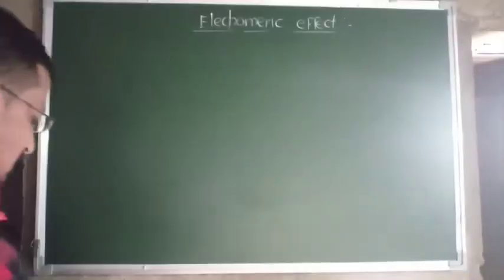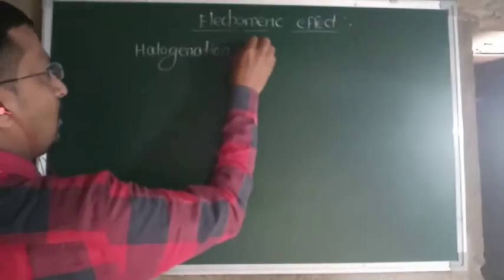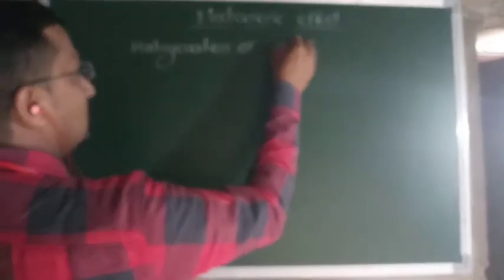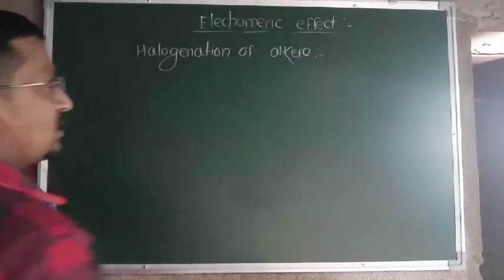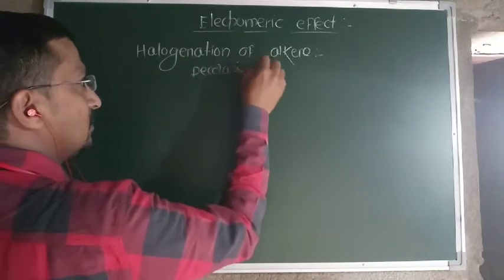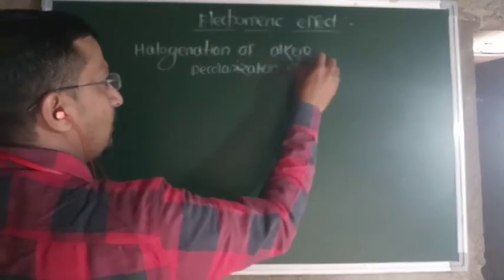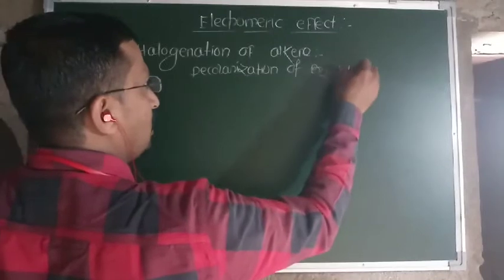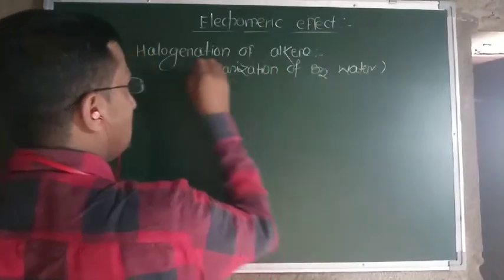Now, the best example to explain this is the halogenation of alkene. That is also called the decolorization of bromine water. It is a characteristic test.